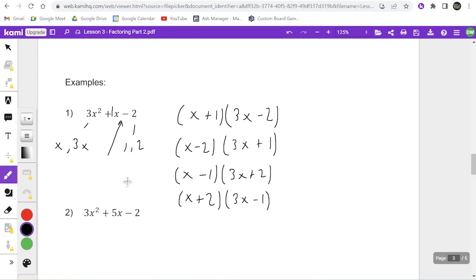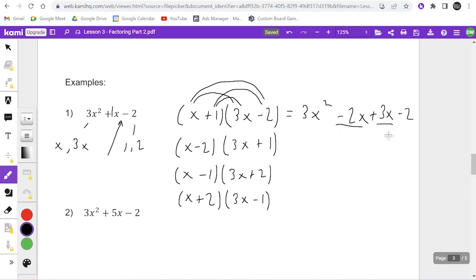Now, since this is our first time doing it, I'm going to pick one at random. That's usually not what you want to do. You usually don't want to pick one at random. But let's pick the first one and let's FOIL it to see if it's right or wrong. Again, when I FOIL, I'm doing x times 3x, which is going to be 3x squared. Then x times negative 2, which is minus 2x. Then 1 times 3x, which is plus 3x. And then the last is 1 times negative 2, that's minus 2.